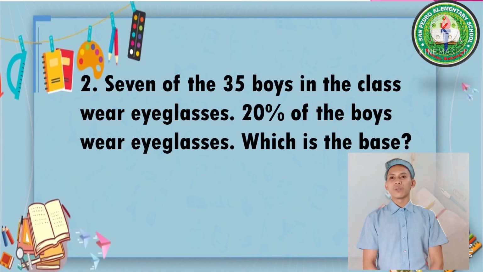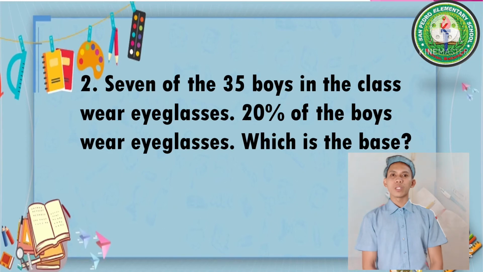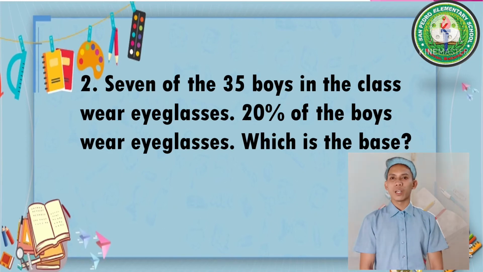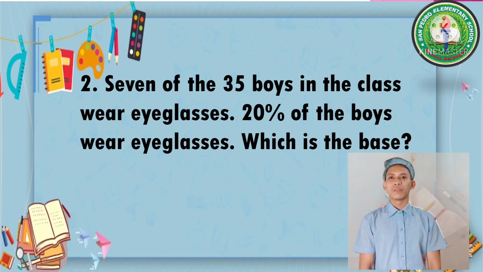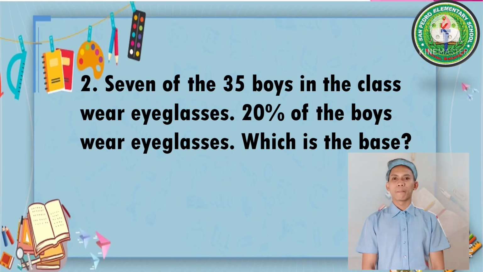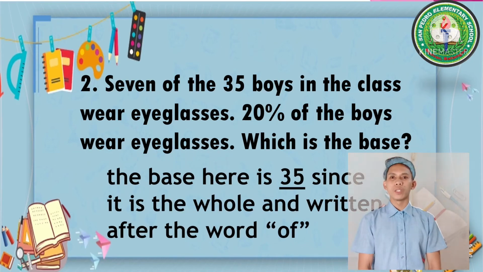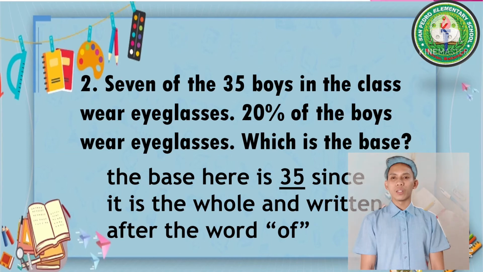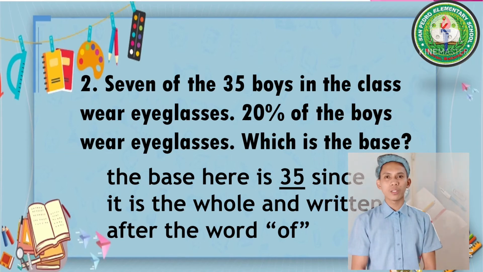Next, so 7 of the 35 boys in the class wear eyeglasses. 20% of the boys wear eyeglasses. So which is the base? Okay, very good. So the base here is 35 since it is the whole and written after the word of. Do you have any questions, clarifications?